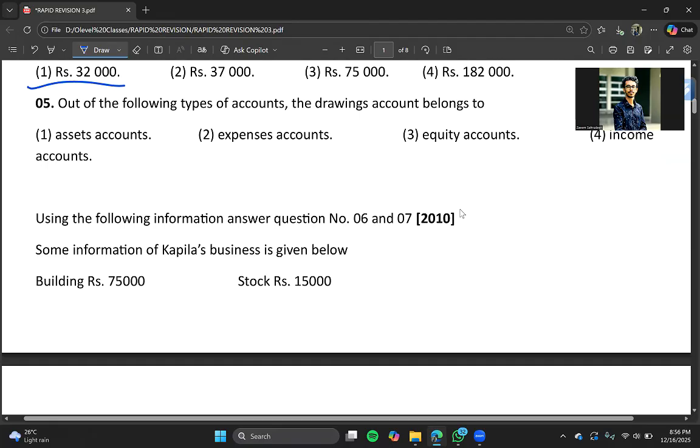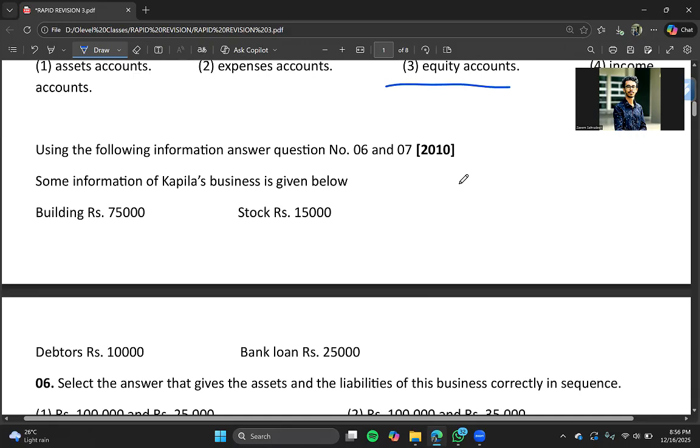Out of the following types of accounts, the drawings account is the theory question. So the drawings account is a negative equity account. Drawings fall under equity, but because they reduce it, we say it's a negative equity account. Simple as that.